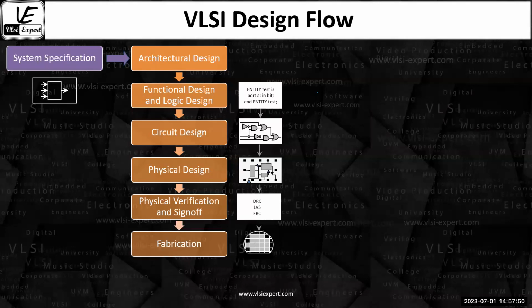And once that is done, that means physically you are following all the rules. From the system specification point of view, your functionality is good. Your area is already met because you have followed that particular floor plan, the shape and the size. Power and timing, you have checked. Everything is good. Now you will say, okay, fabricate it. So the foundry is going to fabricate.